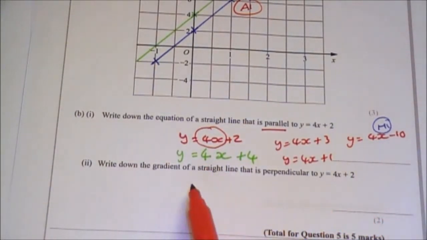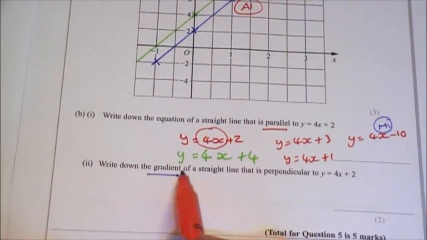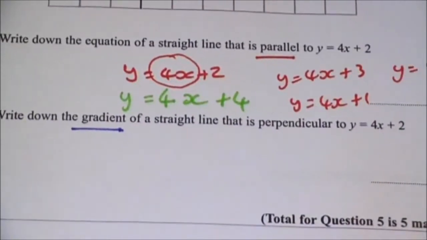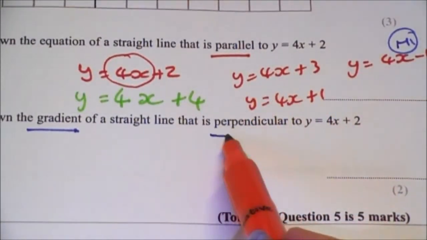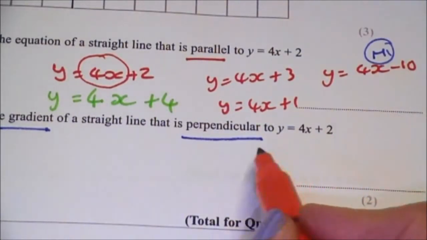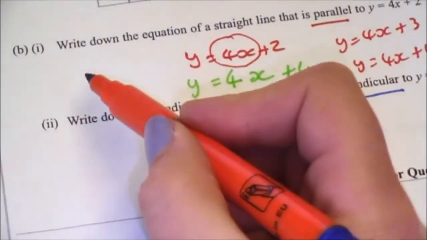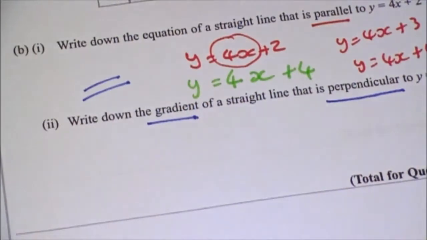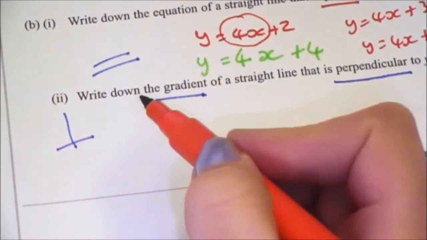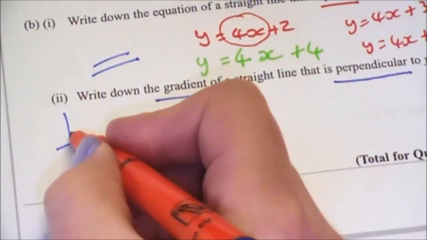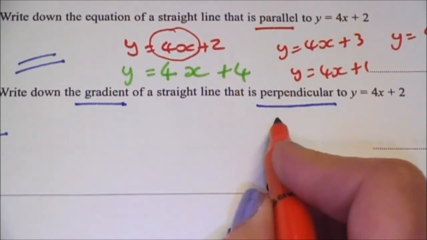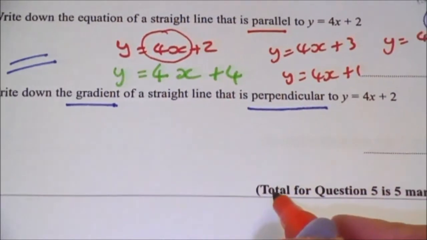They want you to write down the gradient, and it's just the gradient, not the full equation. They want you to write down the gradient of a straight line that is perpendicular to y equals 4x plus 2. Now we know that parallel, because we said it above, is the train tracks. Perpendicular is the opposite of that. Perpendicular are the lines that cross at a 90-degree angle.